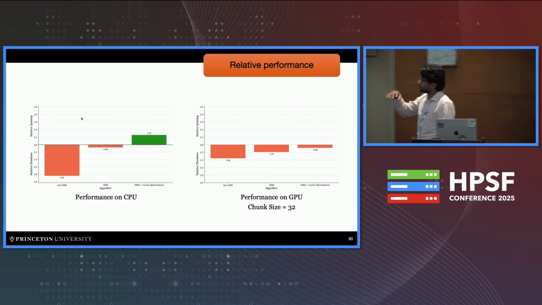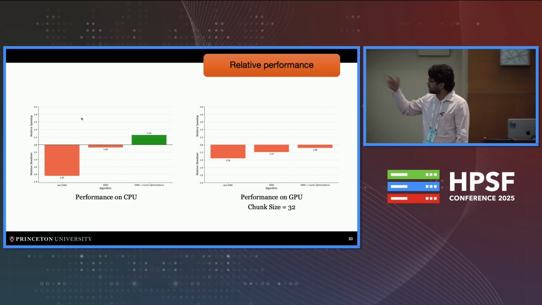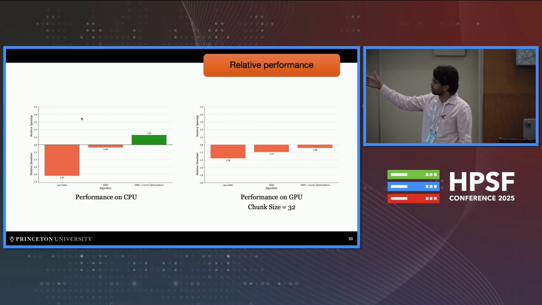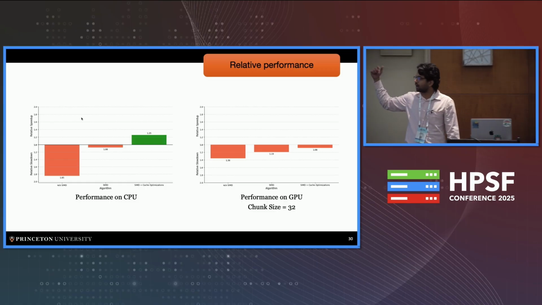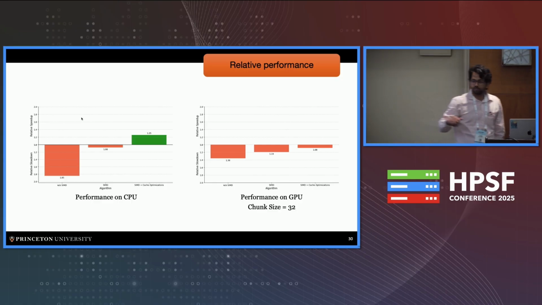Lastly, I have just another way of plotting that same improvement. We started with a code that is about 85% slower than the Fortran version, and now it is about 25% faster than the Fortran version. So it's about a 2.5x improvement.